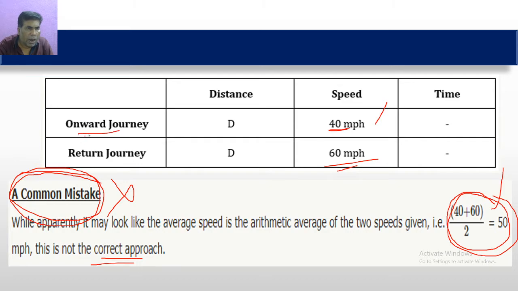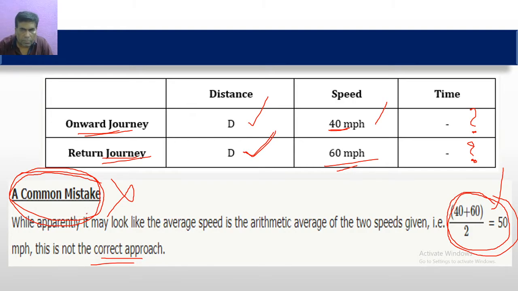During the onward journey we have to take the distance as d. During the return journey also the distance is the same. We have to take it as d, and we have to find the time in the first case and the time in the second case. Then we have to calculate the average speed.